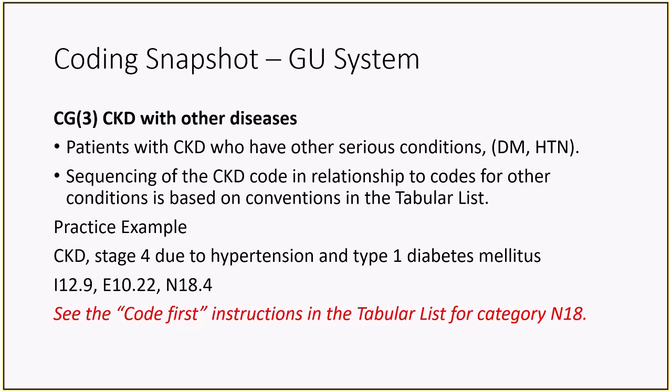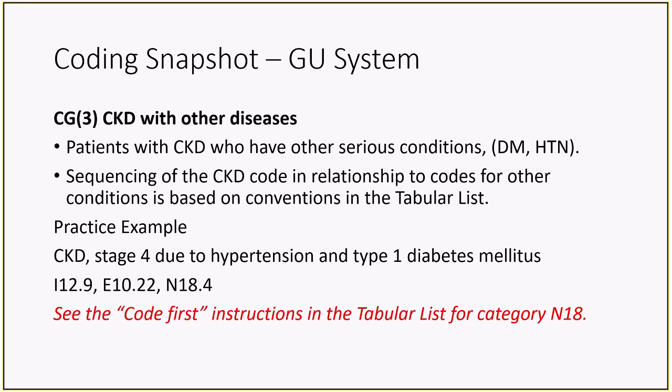Let's take a look at our last coding guideline, which is Coding Guideline 3, CKD with other diseases. Patients with CKD often have other serious conditions. What comes to mind is diabetes and hypertension. So sequencing matters in these cases, and you want to refer to the conventions in your tabular list for sequencing. Let's take a look at this practice example.